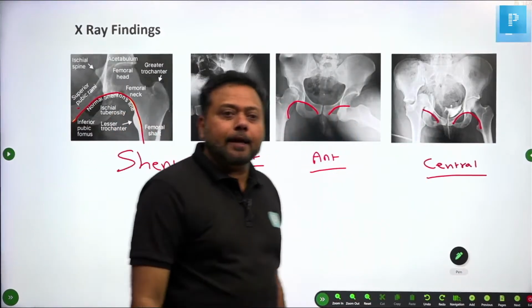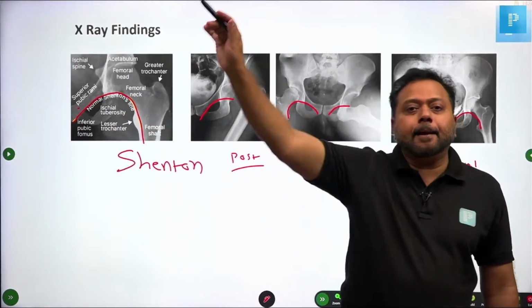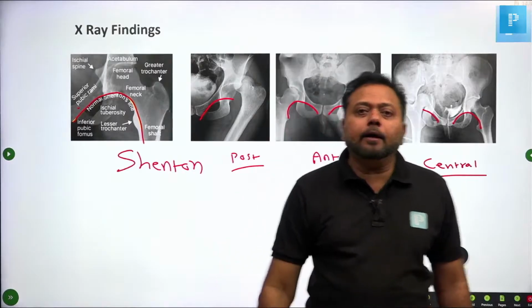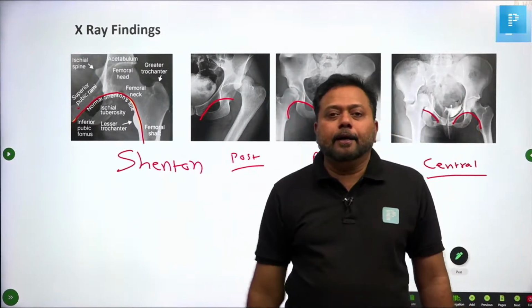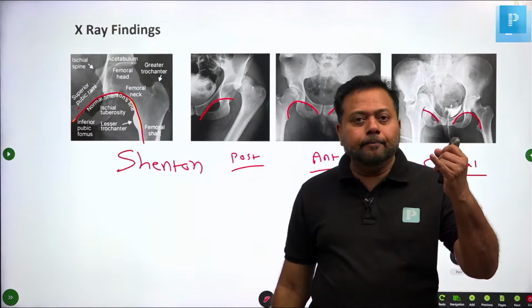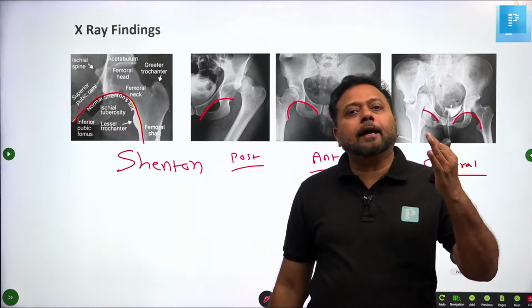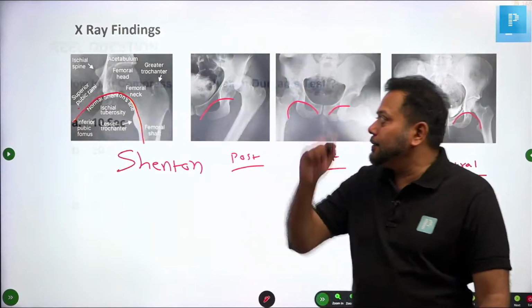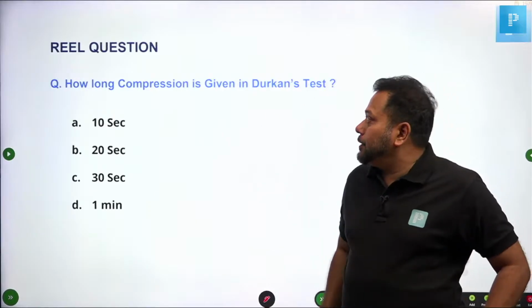So, Shenton's line is broken in all the 3 types of dislocation. It is broken in fracture neck of femur. It is broken in DDH. Shenton's line is broken in DDH, fracture neck of femur, all kinds of dislocation. Okay? Now, coming to the next area.